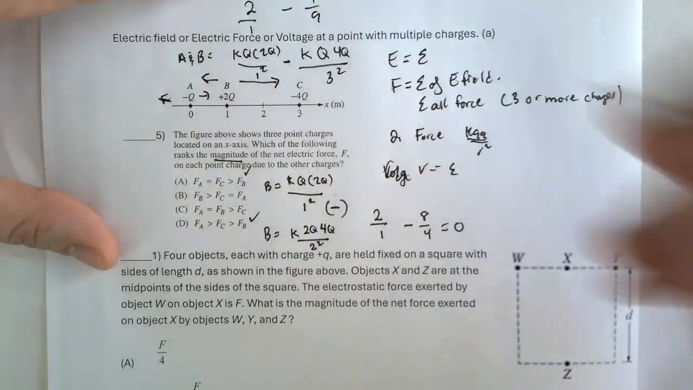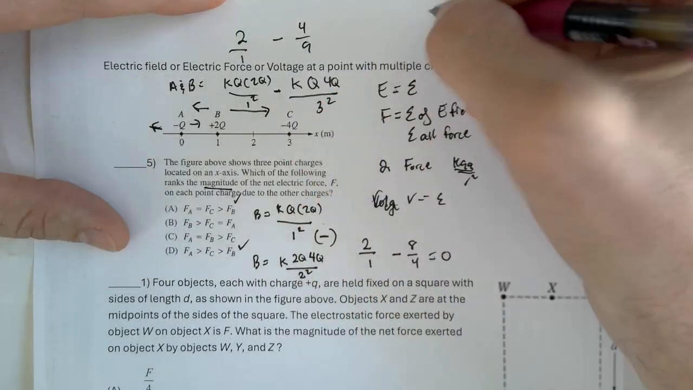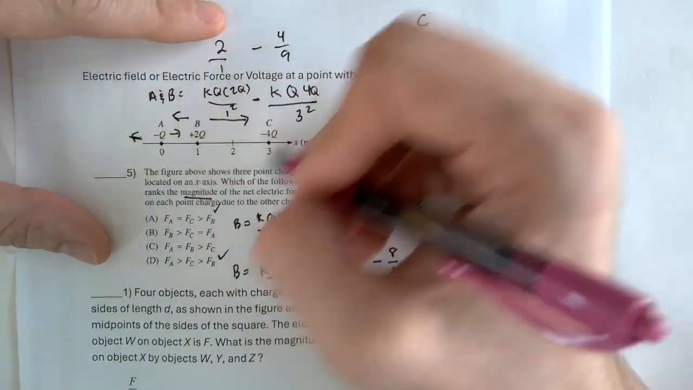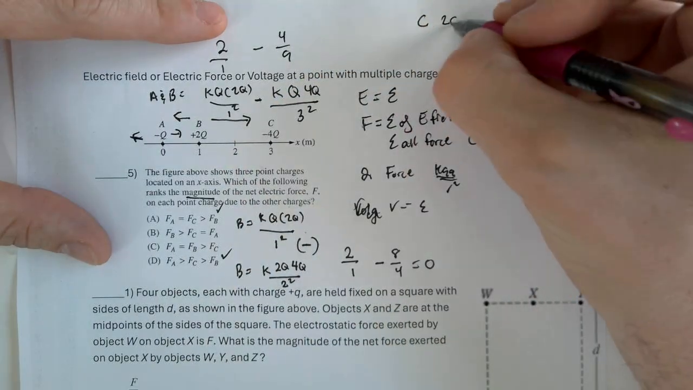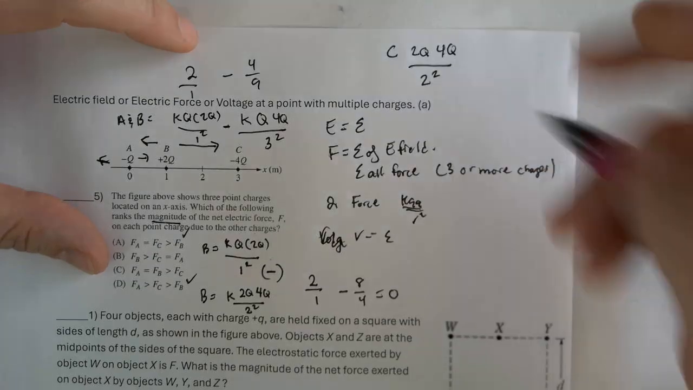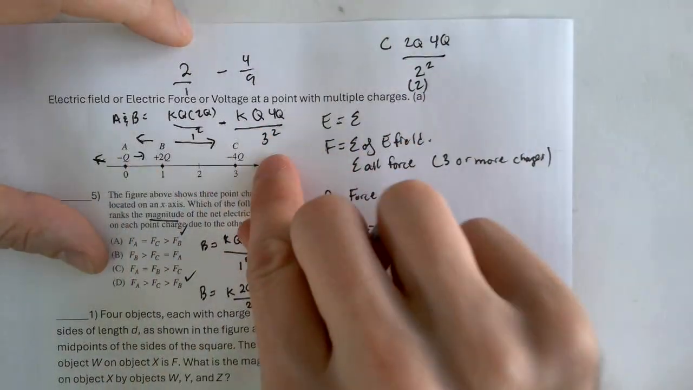I don't know what 2 over 1 minus 4 over 9 is, but I'm going to save that for the final one, which is C. Man, this is getting messy. I'm sorry. C has, with B, we already did that, 2Q, 4Q, and 2 squared, which we already confirmed was 2. And then with A, we already confirmed it was 4 over 9.